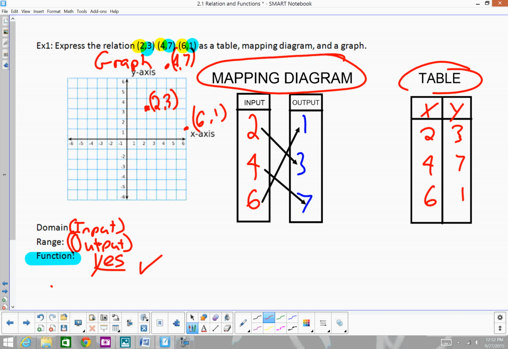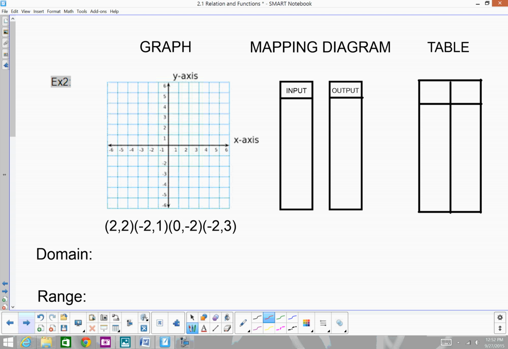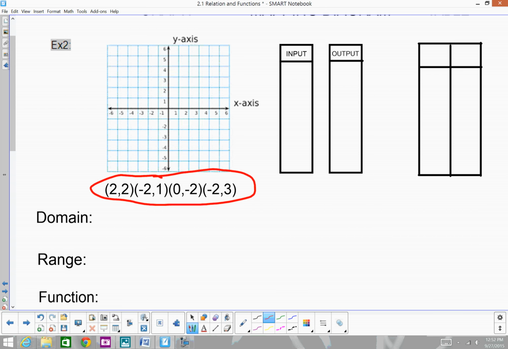Okay. Now, next, what I would like you to do is display these ordered pairs on your graph. Then I want you to represent it as a mapping diagram. I want you to represent it as a function. Now, understanding what I just taught you with the prior example, I want you to determine whether this is a function or not. At the bottom, just write yes or no.